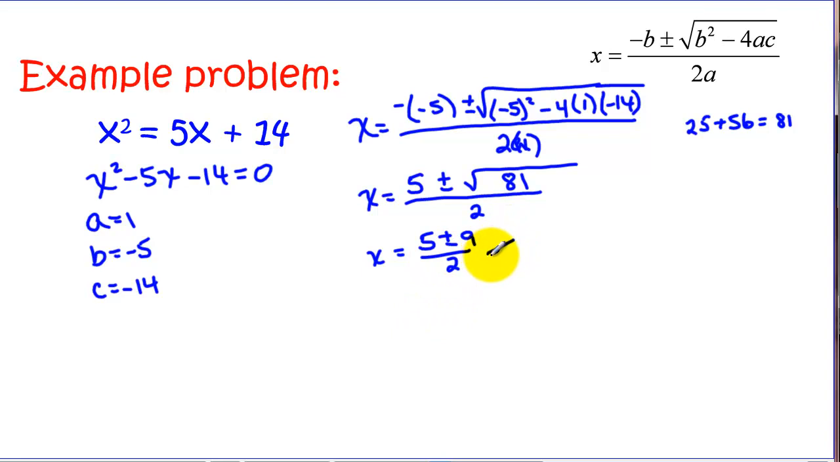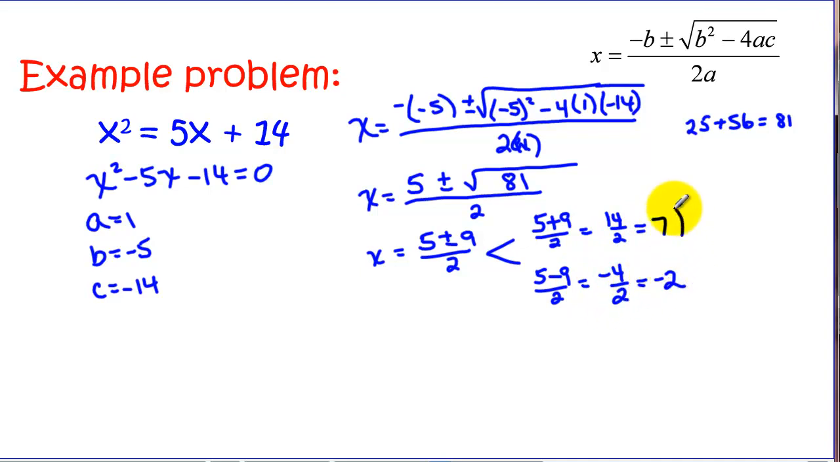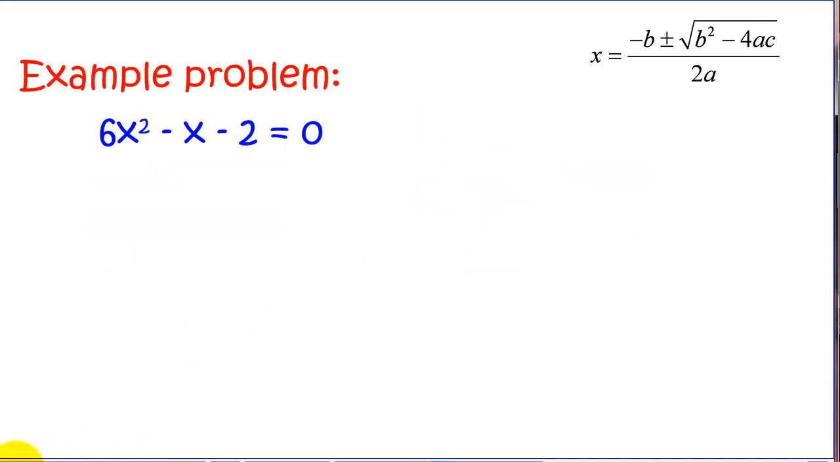And we want to split this up into two calculations, 5 plus 9 divided by 2, and 5 minus 9 divided by 2. So here we get 14 divided by 2, which is 7, and here we get negative 4 divided by 2, which is negative 2. So those are two solutions to this quadratic equation. If we wanted to check, we could plug in 7 for those two x's and simplify, or the negative 2 and show that it verifies. Let's look at another example.